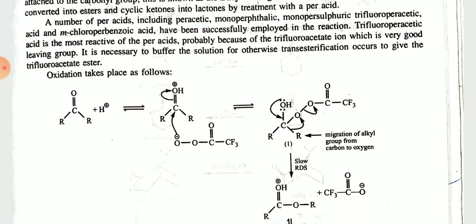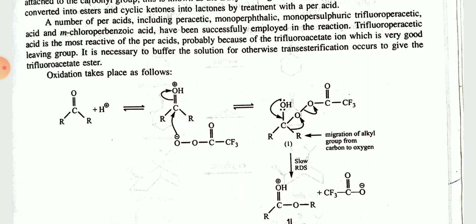A number of peracids, including peracetic, monoperphthalic, monopersulfuric, trifluoroacetic acid, and m-chlorobenzoic acid, have been successfully employed in this kind of reaction. Trifluoroacetic acid is the most reactive of the peracids, probably because the trifluoroacetate ion is a very good leaving group. It is necessary to buffer the solution, otherwise the product we get is an ester.